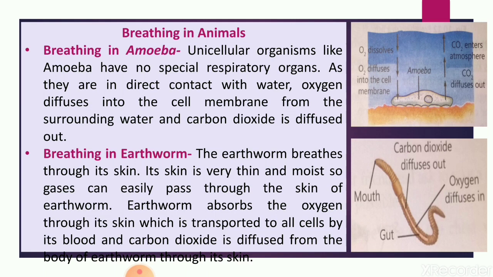Then breathing in earthworms. Earthworms breathe through their skin. The skin of an earthworm is very thin and moist, so gases can pass through it. The earthworm absorbs the oxygen needed for respiration through its thin and moist skin, and then oxygen is transported to all the cells by its blood. Just like this, carbon dioxide is diffused from the body of the earthworm through its skin. So simply, the process of breathing takes place through the moist skin.